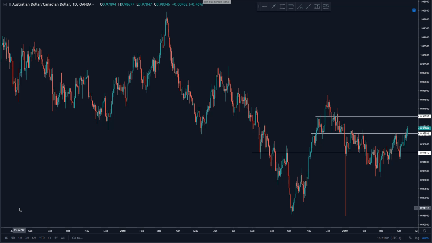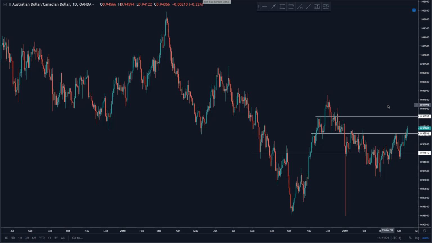We're looking at the AUDCAD here today, on a daily time frame just to show you the structure. You can see that we had some support and resistance through here, and we've recently broken above this resistance. I'm looking for it to come back and retest this area as support, and maybe get a trade a little bit ahead of that area of support.